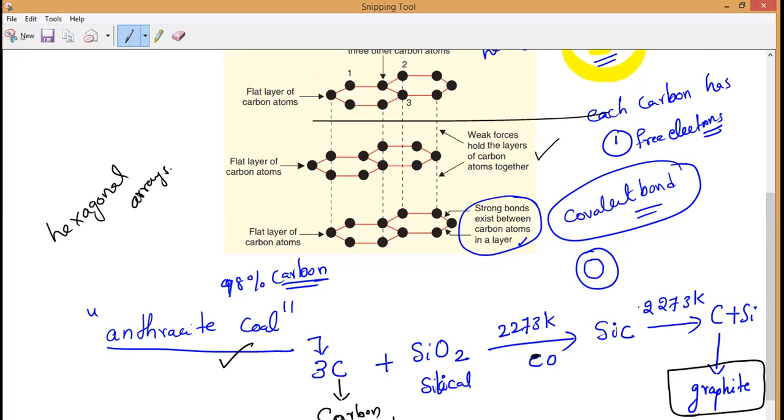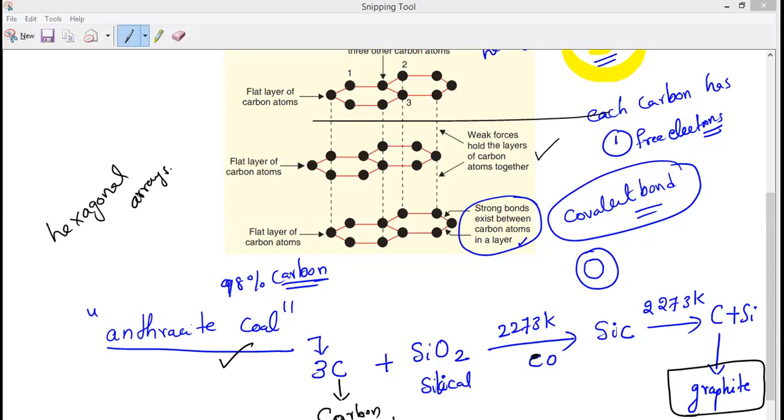But you remember, each carbon has one free electron. That is why it behaves like a good conductor of electricity. But if you notice, one double bond is present to satisfy the valency of a carbon. You understand, everybody? So that is what you have to remember.